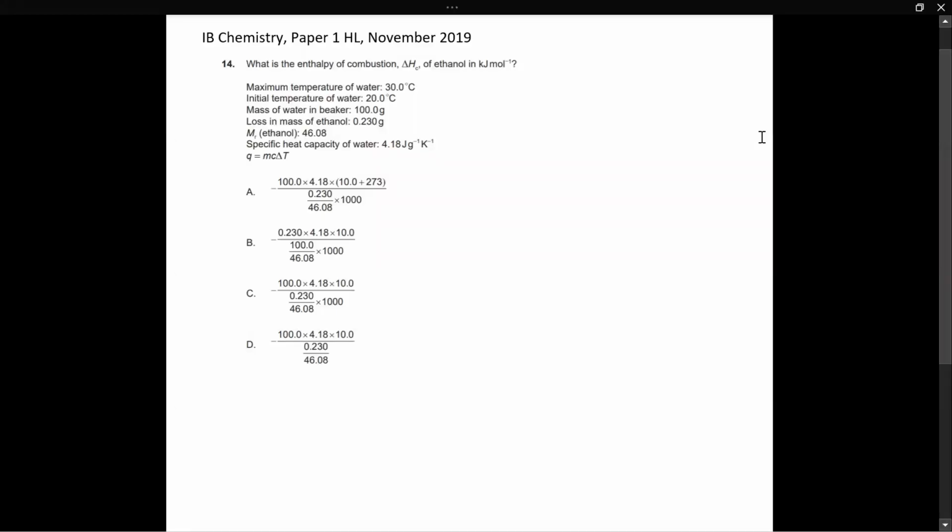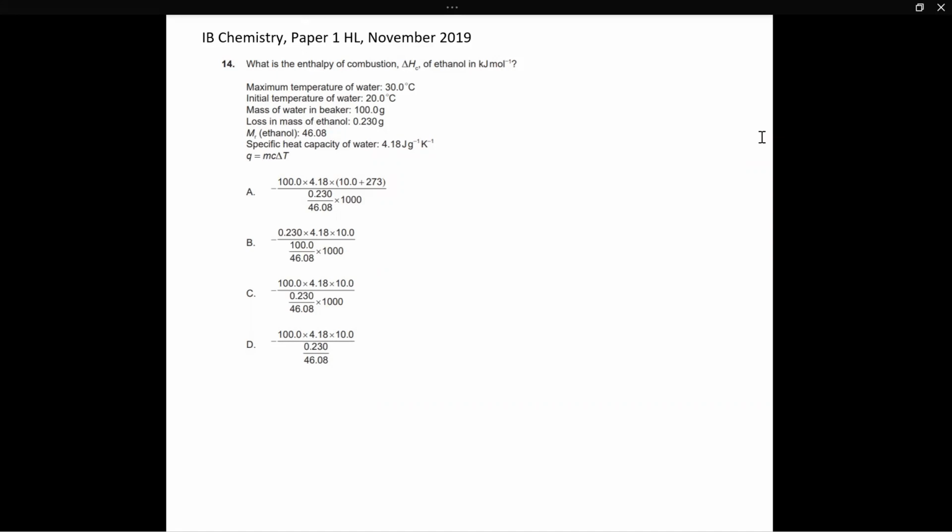And in this video, we're going to be taking a look at a question from a paper one, from an HL paper, from the November 2019 batch. This question requires us to calculate the enthalpy of combustion of ethanol in kilojoules per mole. And we are told to do this using the Q is equal to MC delta T equation.